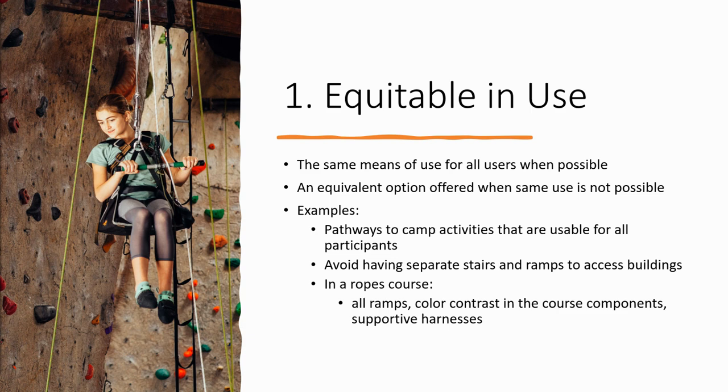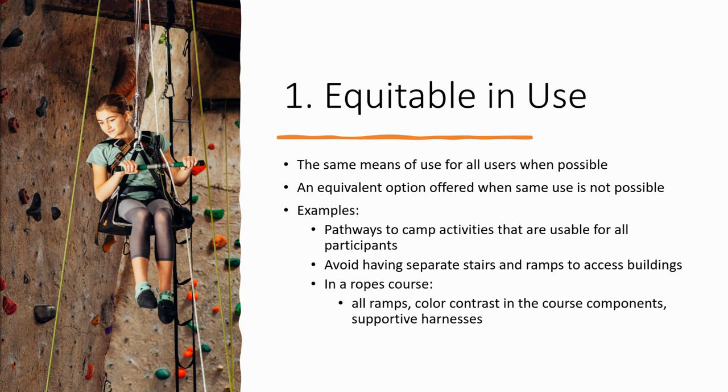So further examples are pathways to camp activities that are usable for all participants, so that if you have a ramp available, but then the original pathway to an activity is shorter and more likely to be taken, then you're separating a child that needs to use that more accessible route, because the children that don't need to will likely take the shorter way. And so again, avoid having separate stairs and ramps to access buildings, because you're separating those that need to use the ramps if they're that far apart.